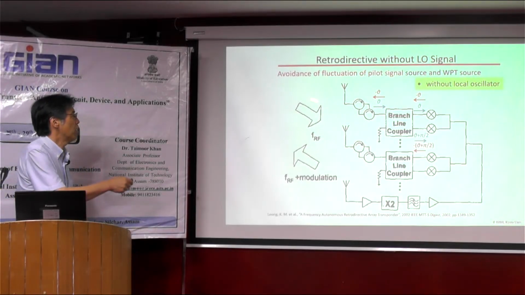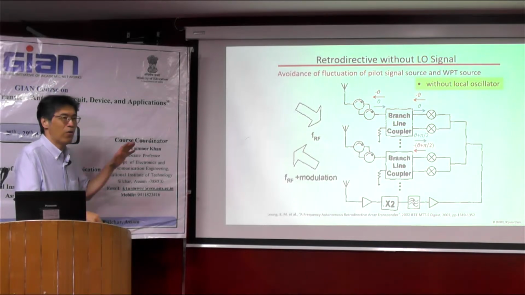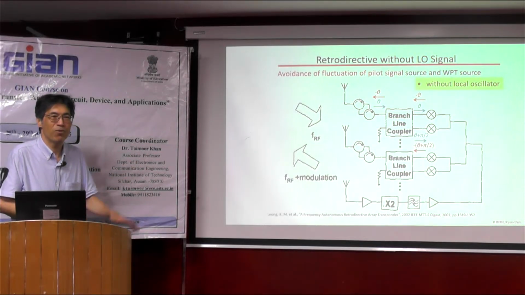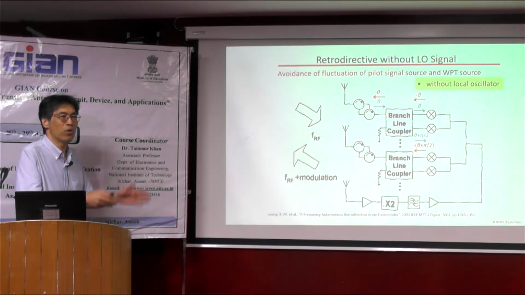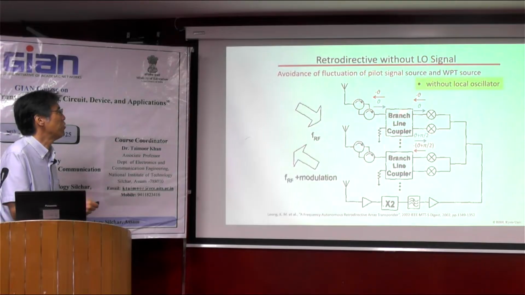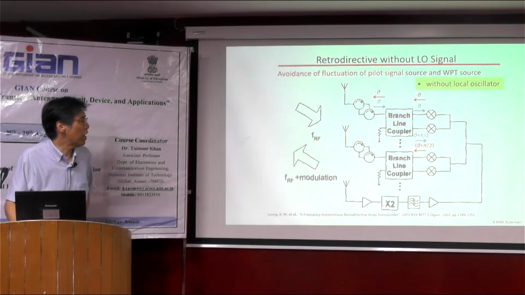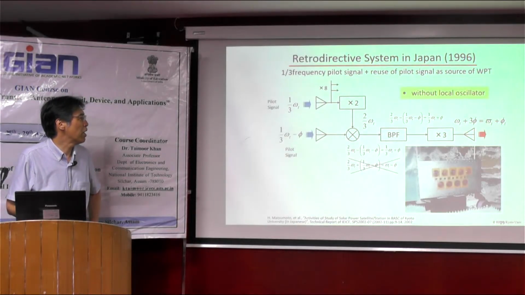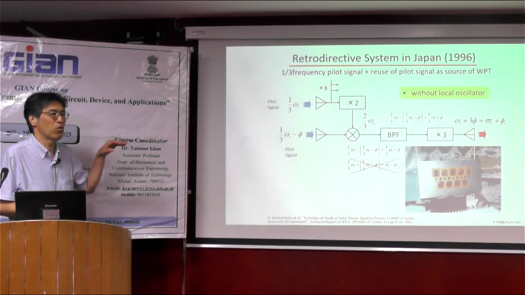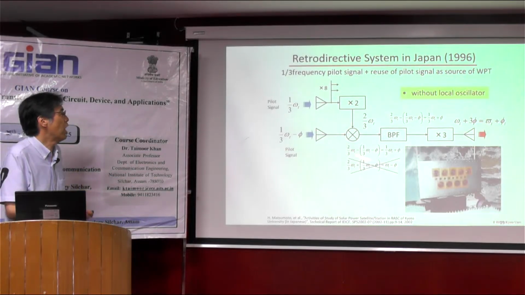So if the pilot signal fluctuates, the local signal fluctuates simultaneously. As a result, there is no error in this system. So this is a very interesting retrodirective system without a local signal. And before knowing this interesting US research, I developed another combination retrodirective system, both to suppress the interference and to suppress the fluctuation of the independent signals.